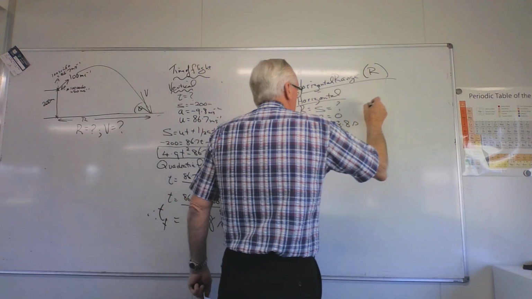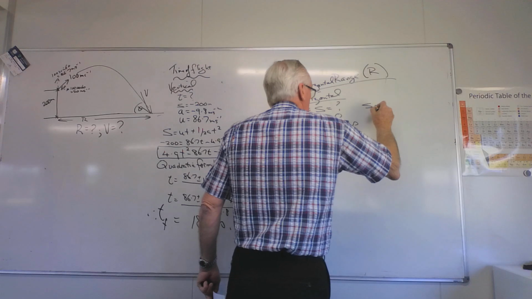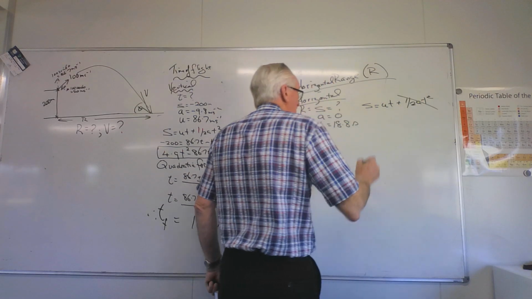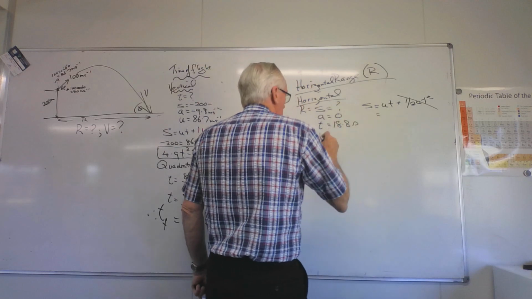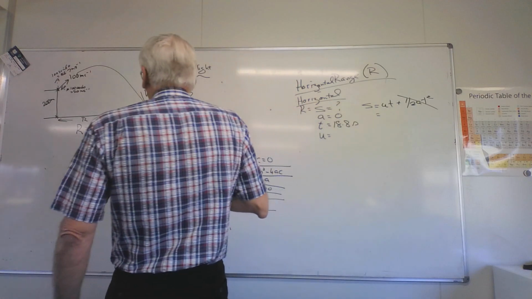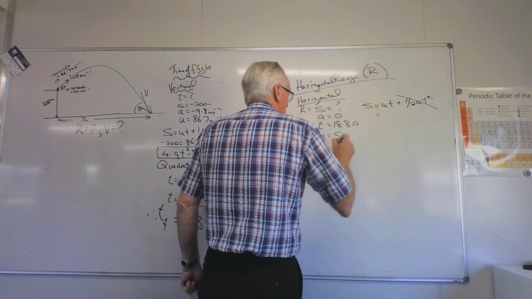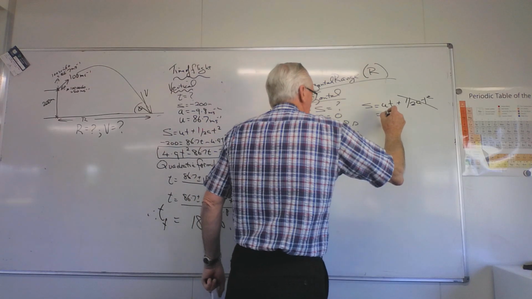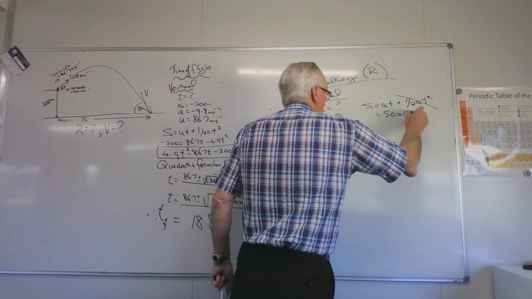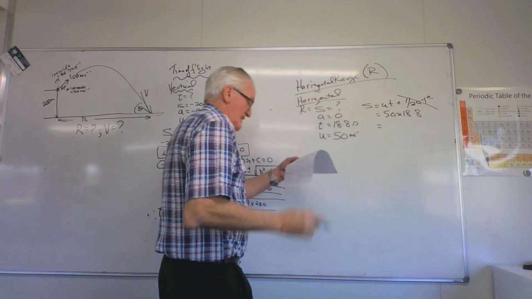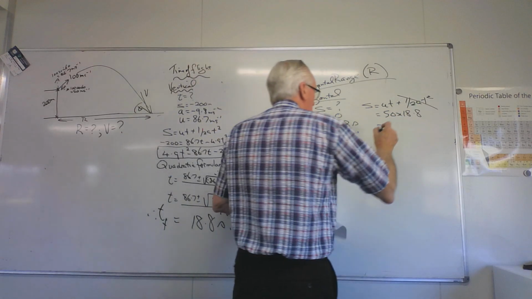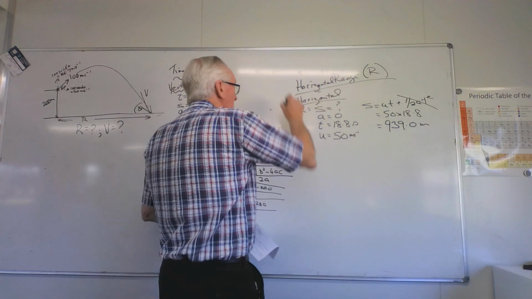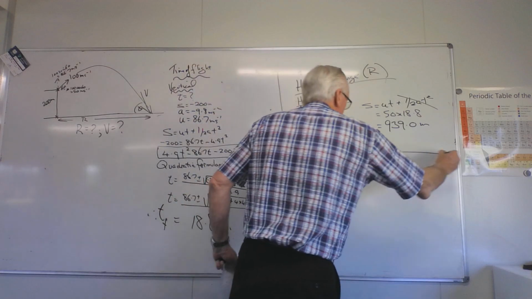And that's about it. So S equals ut plus half at squared. That goes because A is 0. So S equals u t. U is horizontally 50. It's 100 cos 60, which is 50 meters per second. So 50 times 18.8, and that comes out as 939.0 meters. So there's our horizontal range.